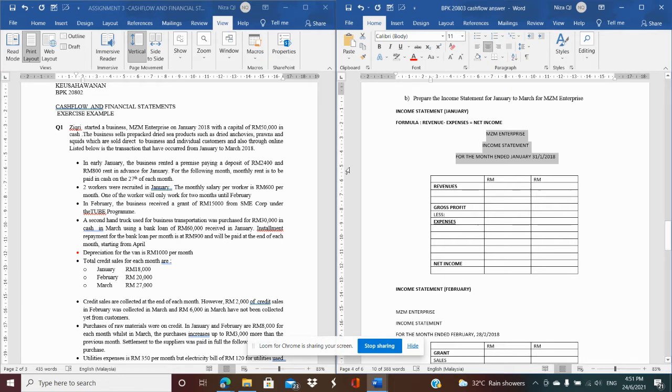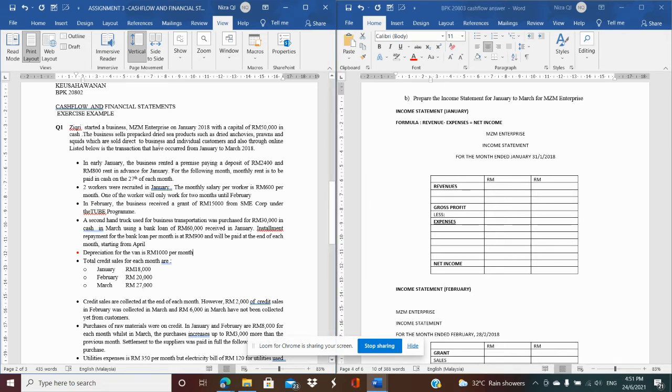Here we're going to look into the income statement for January to March. We're going to look at it one by one, so we'll start with January. Look at the transaction here. ZQ started a business in January 2018 with a capital of 50,000. This is a capital, so this is equity. Equity is not an income, so it's not in the income statement.